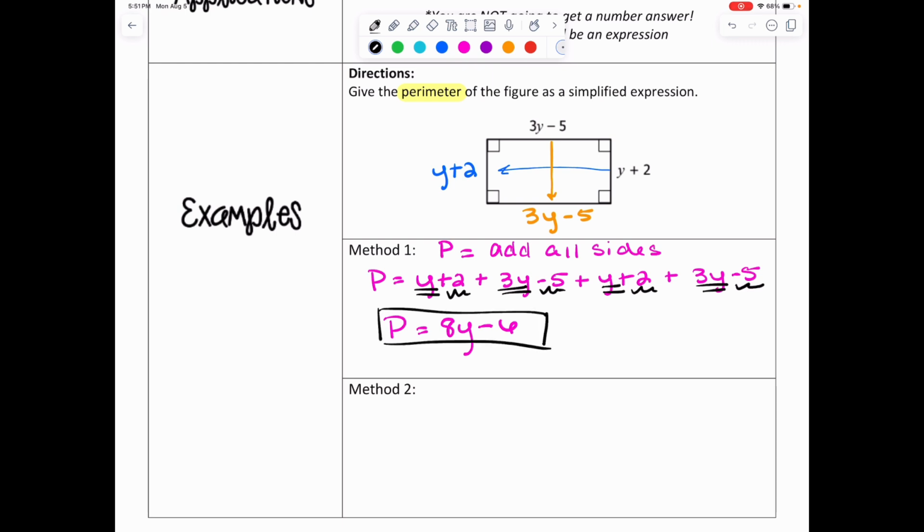Notice that once I realized what perimeter was and I wrote down adding everything up, it was using skills we already had. In this case, I didn't have to do distributive property because there were no parentheses. I was just able to add up the like terms.